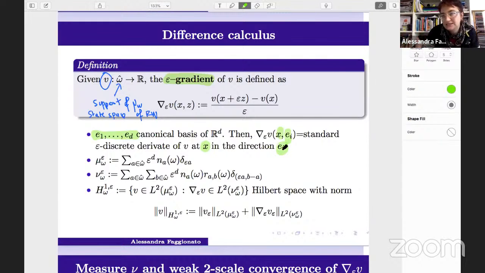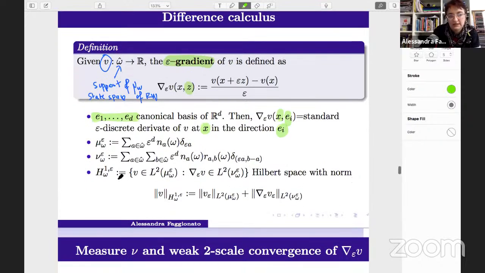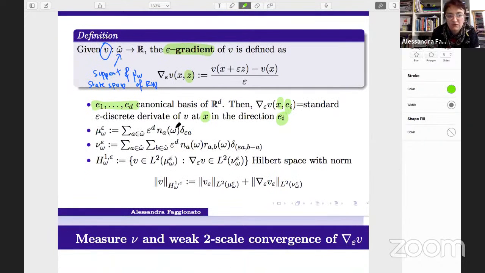Since I have random walks that can jump from one point to any other point, not necessarily along the direction of the coordinate axes, I have to keep this z free. It can be any vector a priori. I don't go into the details. I wrote the definition here, but it will not be essential to remember it in what follows.